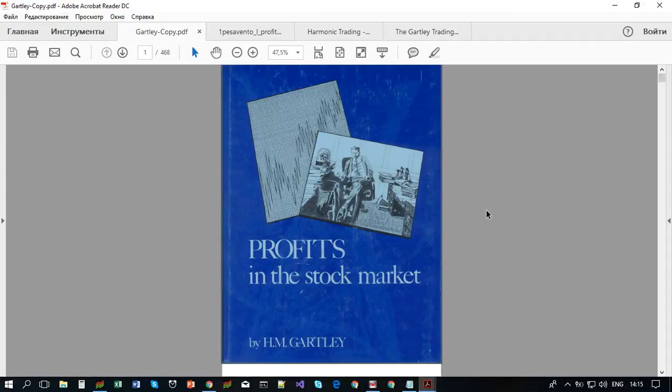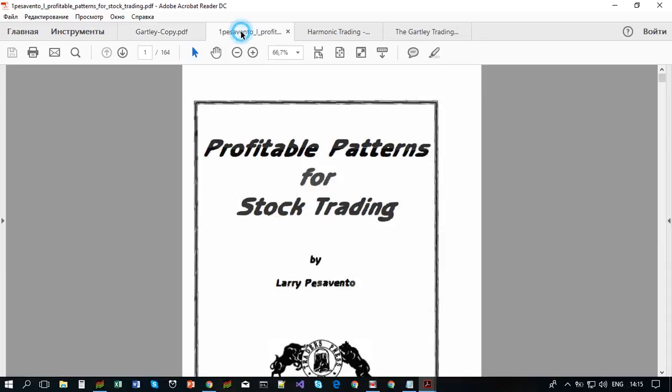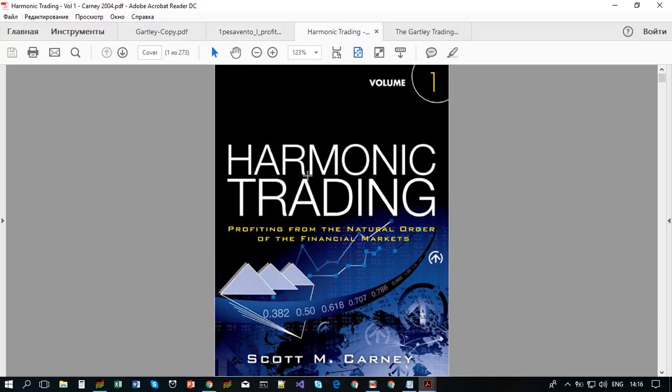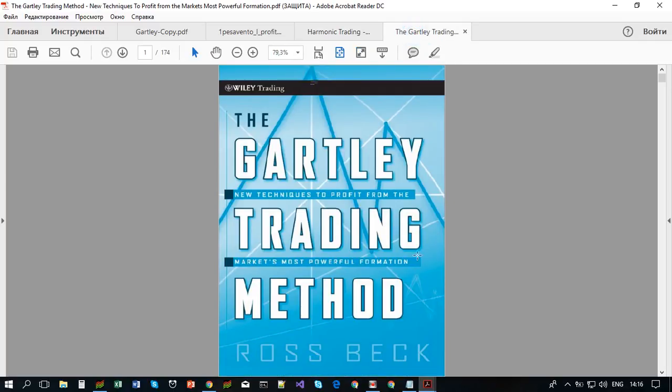The first book, Absolute Mastery for Harmonic Pattern Trading and Advanced Pattern Trading, is this Profit in the Stock Market book. This is the book by Harold Gartley. The second book that is a must read is this Profitable Patterns for Stock Trading by Larry Pesavento. The next book is Harmonic Trading Volume 1 by Scott Carney. And the last book that is needed is the Gartley Trading Method. So make sure that you have read these books, otherwise the rest of the video will be useless for you.